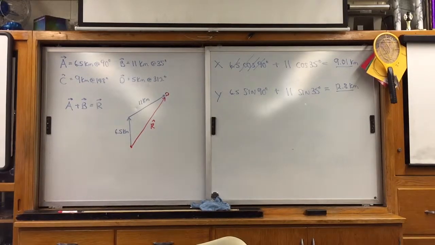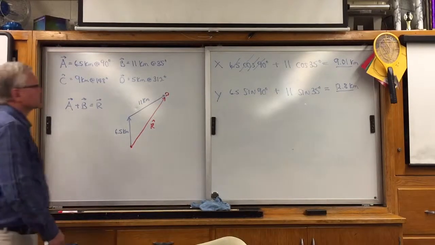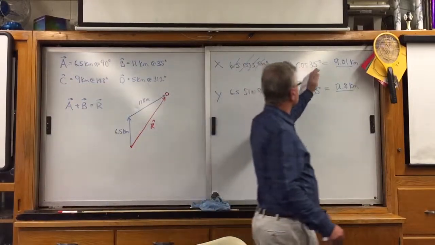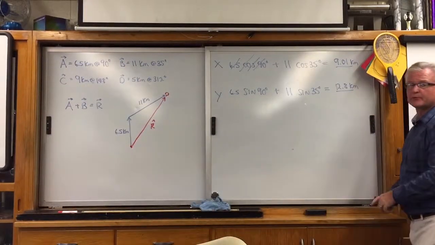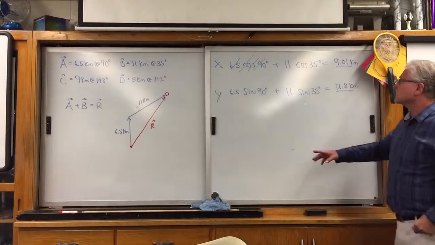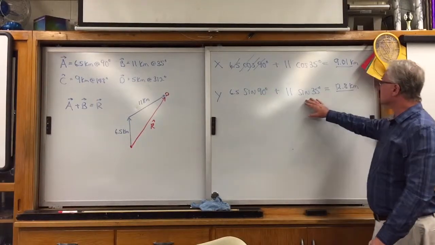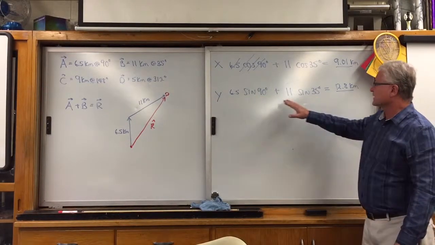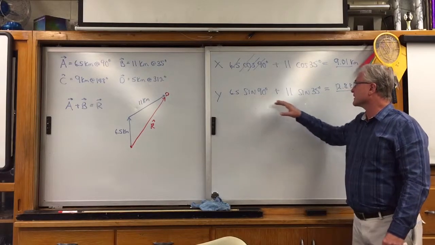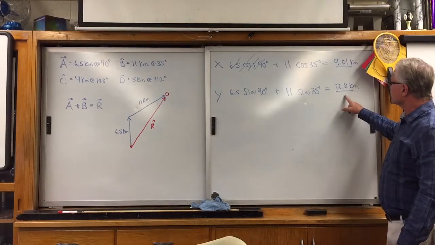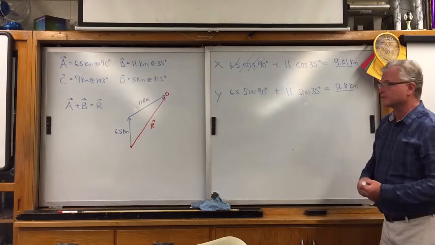All right, now I punched these in my calculator and I figured out what 11 cosine 35 is. I've got 9.01. I hope that's right. And I punched these in to see what the y movement is total. I added up the movement from vector A and the movement from vector B, and I figured out it moved 12.8 in the y direction.